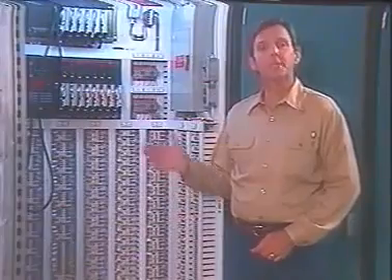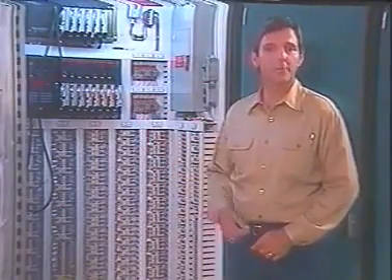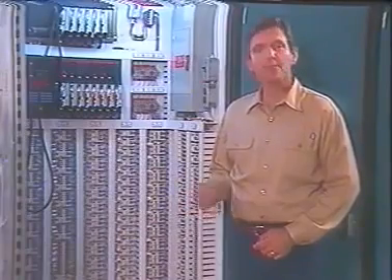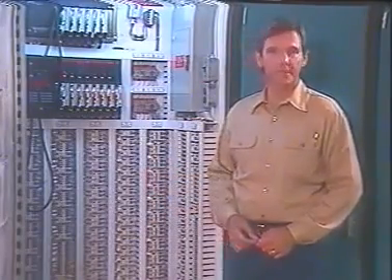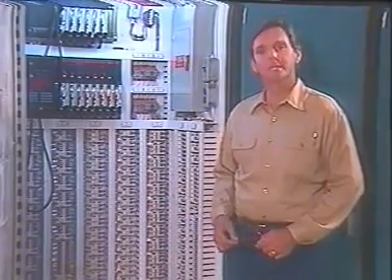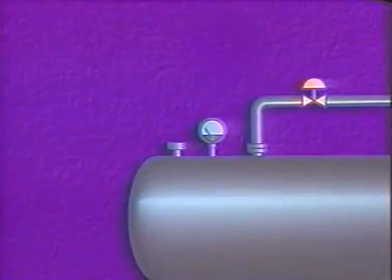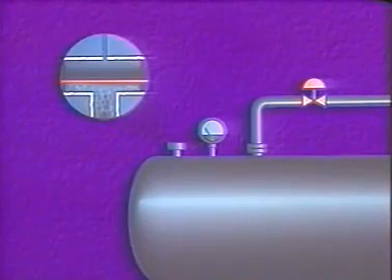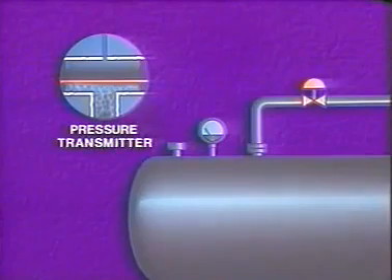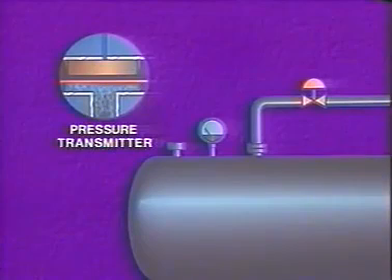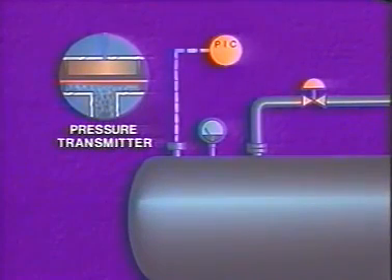Many control systems use electricity sent through wires instead of compressed air inside tubing. Electrical signals are faster and can move longer distances than pneumatic signals. Let's look at an example. The variable we want to control in this situation is the tank pressure. Our sensing or measuring instrument is a diaphragm located inside a pressure transmitter. The diaphragm is attached to an electronic sensor that sends electrical signals to a controller. The position of the diaphragm determines how strong a signal is sent.